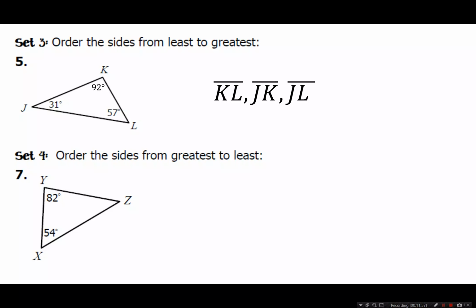On the next example, we have 82 degrees, 54 degrees. When we add those up and subtract from 180, we get 44 degrees. So we're ordering from greatest to least. The largest angle is 82. Across from it is XZ. This middle angle is 54. Across from it is YZ. And the smallest angle is 44. Across from it is XY. So that is our order from greatest to least.